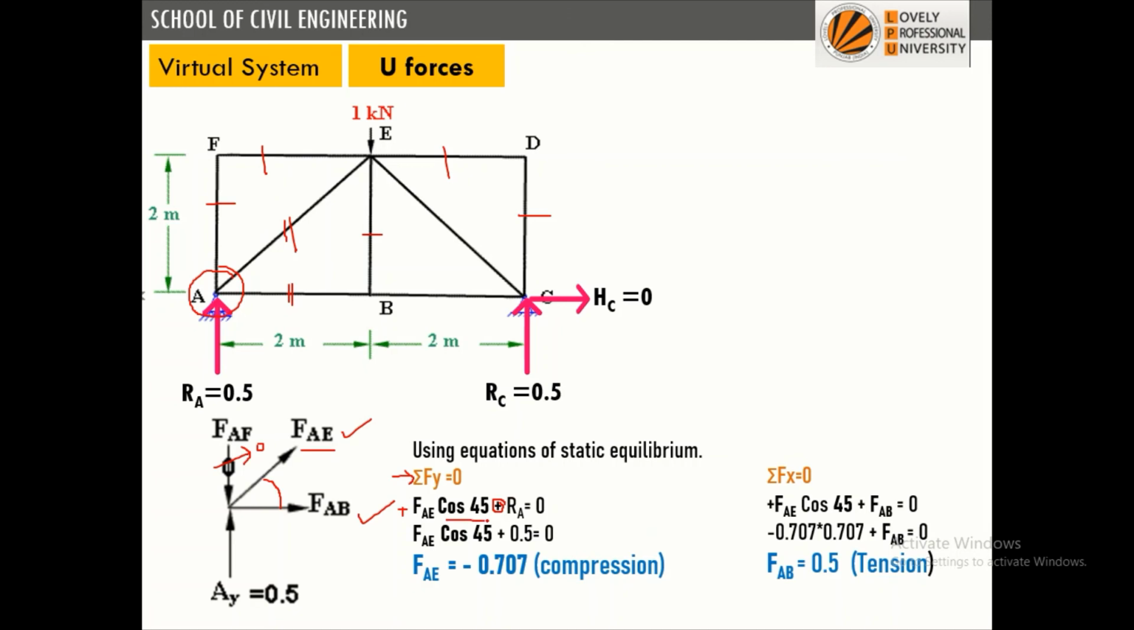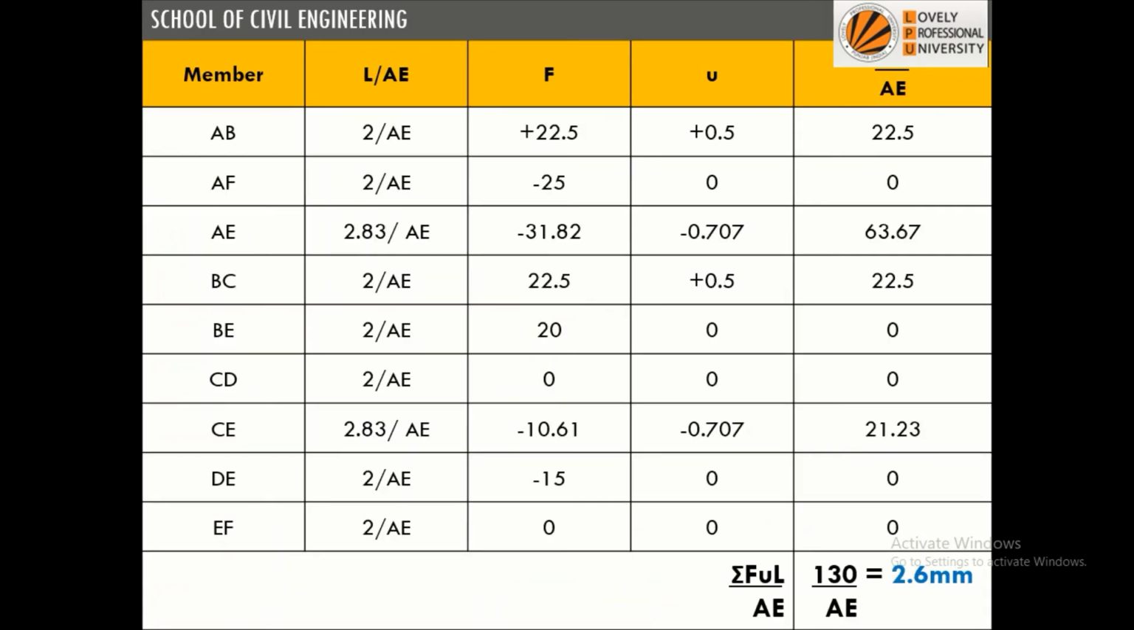See, again I am telling that in case the angle is 45 degrees, you can use sin 45 and cos 45 anywhere because both the values are the same, right? Solving this, we get FAE equal to minus 0.707. The minus sign means the member is in compression. Likewise, when we resolve the forces about the x-axis, we get FAE cos 45 plus FAB equal to 0. When we solve this, we get FAB equal to plus 0.5. Plus indicates that the member is in tension. So all the forces are now known.